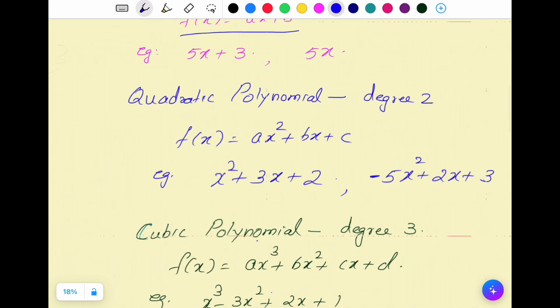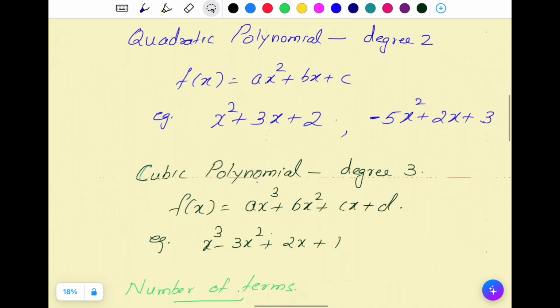Now, quadratic polynomial, the degree is 2. The general format is f(x) is equal to ax squared plus bx plus c. So, x squared plus 3x plus 2. So, 2 is the degree of this polynomial. Minus 5x squared plus 2x plus 3. In the first example, the coefficient of x squared is 1, the coefficient of x is plus 3, and the constant is 2. In the second example, the coefficient of x squared is minus 5, the coefficient of x is 2 and the constant is 3.